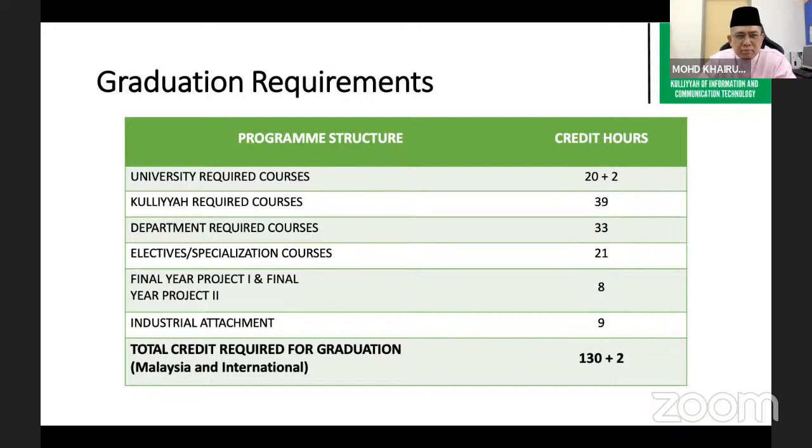This one, I think, is the same as what was presented by Dr. Ahmed and Dr. Lili. If you can see, we have categorized all our courses between the university required courses like UNICORE, and kuliah required courses, which means that BCS students and BIT students both need to take them, because kuliah is KICT. Both programs need to take these courses. And now we have the department required courses, which is the difference between the BCS students and the elective, right? And finally Project 1 and 2, and also industrial attachment. Altogether, you must complete 130 plus 2 credit hours to graduate from the KICT, right? Whether you are CS or IT, it is the same, 130 plus 2.